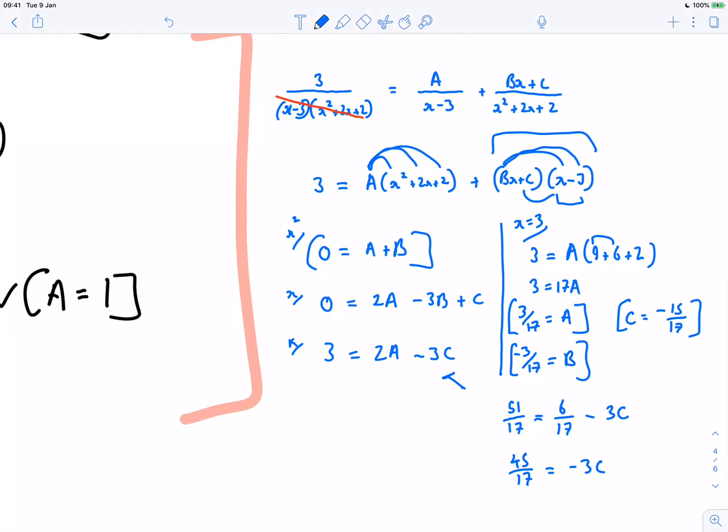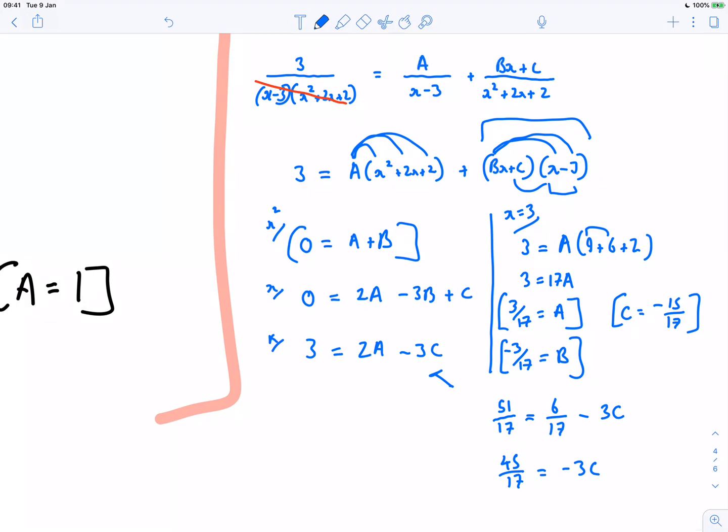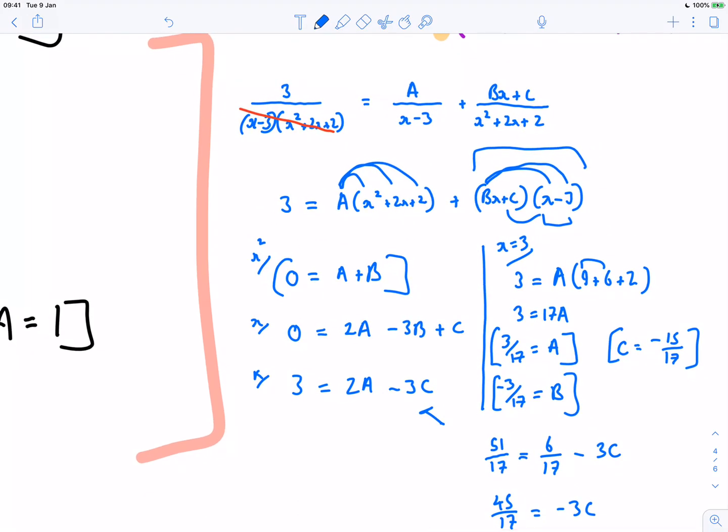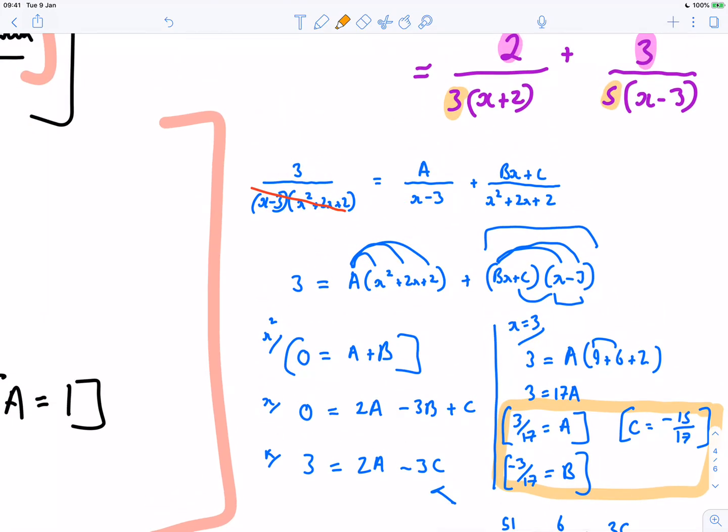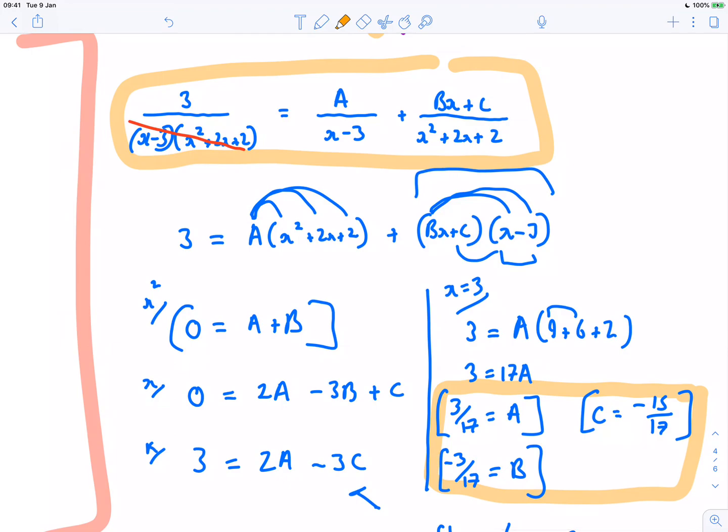So, here's an example of where my coefficients are not particularly nice. How would I use the coefficients that I've just found back in this original thing up here? Well, first of all, it's key to note that they're all over 17. So I can put 17 outside in brackets, like here and here. And then a was 3/17, so that needs to be a 3. b was minus 3 and c was minus 15.